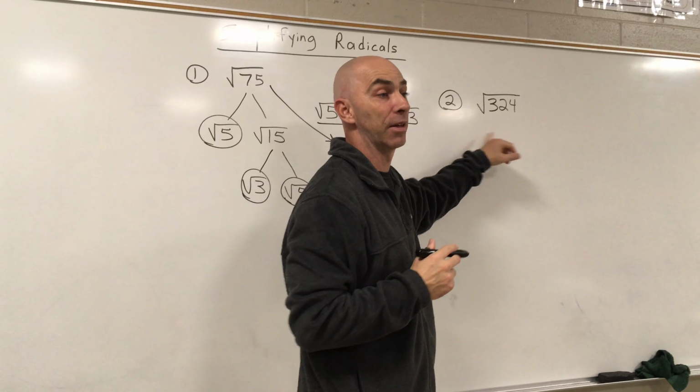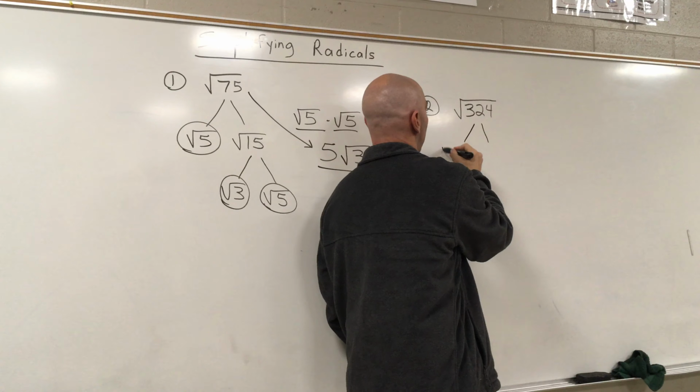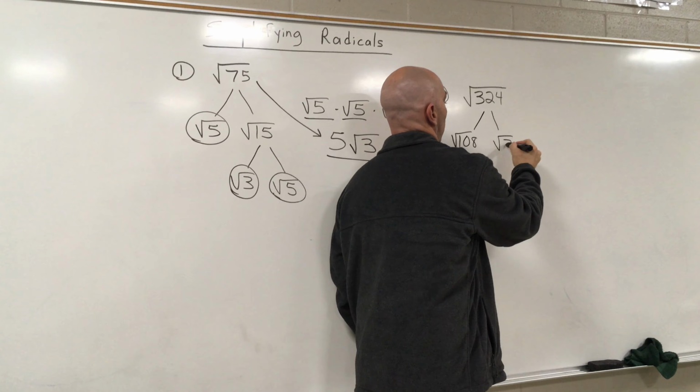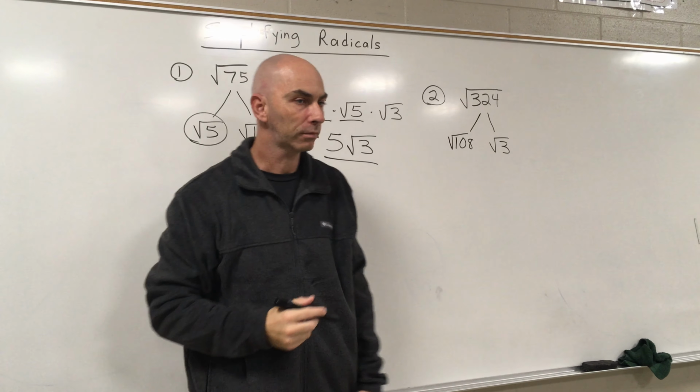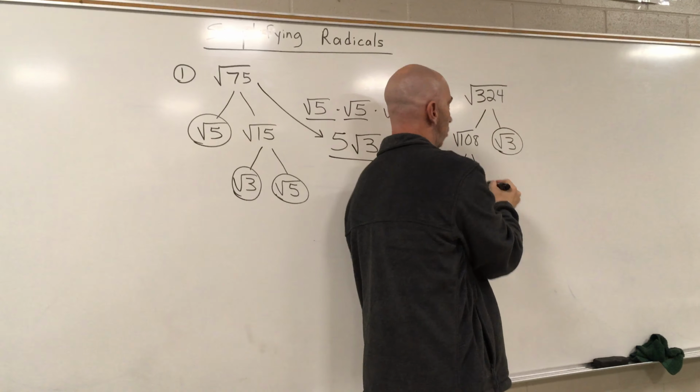All right, two numbers to give me 324. What do you think, Matt? 108 and 3. 108 and 3. All right, I like it. I get it. All right, is either one of these prime? Yeah, 3. So circle the 3, and we're going to go off this tree limb.